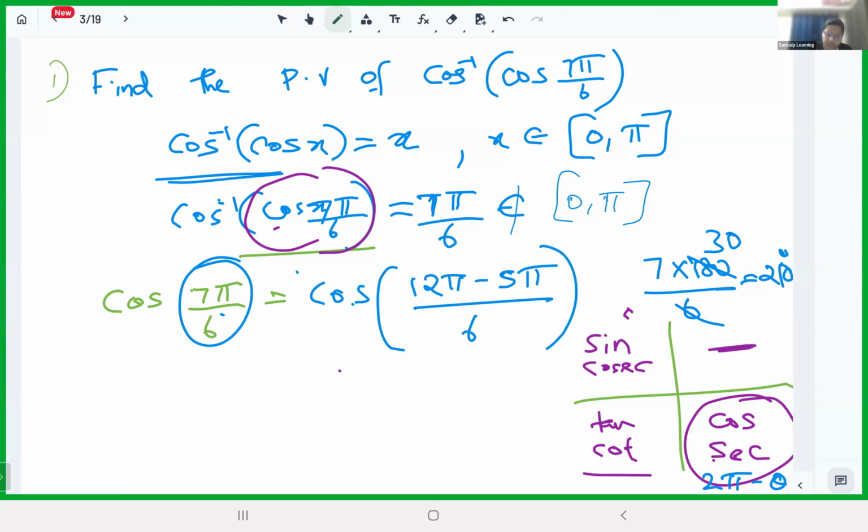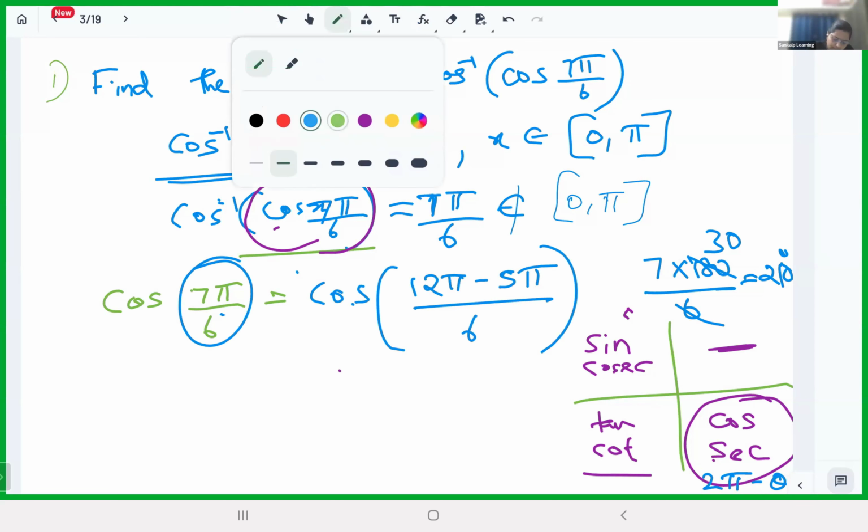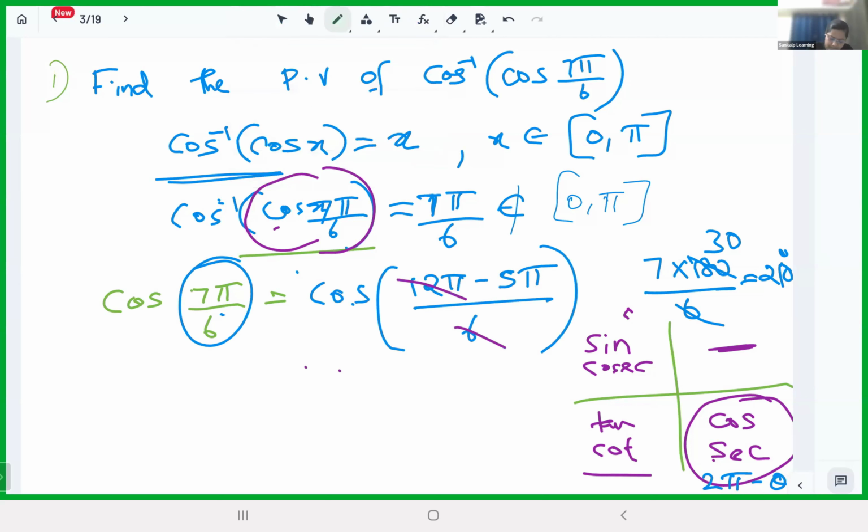By 6. Okay. Then if I cancel this 6 with 12, this will become cos of 2 pi minus 5 pi by 6. Alright, 2 pi minus 5 pi by 6. Now we have changed the 7 pi by 6 into such a form that the angle belongs to the fourth quadrant. 7 pi by 6 is written as 2 pi minus 5 pi by 6, so that it becomes an angle in the fourth quadrant, and in that particular quadrant we know that cos is positive. All right, so it can be written as cos of 2 pi minus 5 pi by 6.